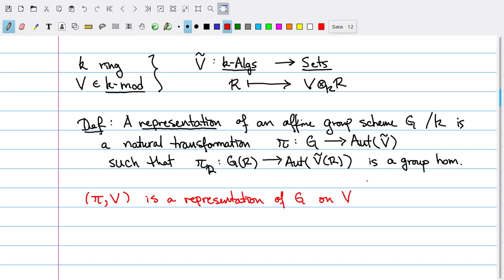of G on V. It's called finite dimensional if the K module V is finite dimensional, by which we mean finitely generated, and it's called faithful if π_R is injective for every R.